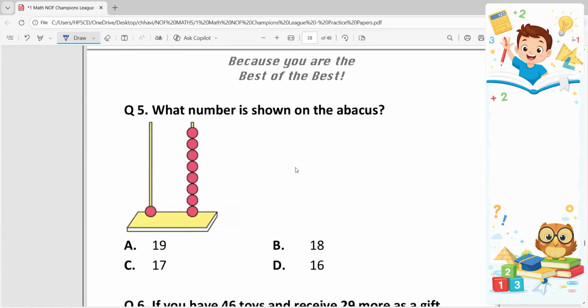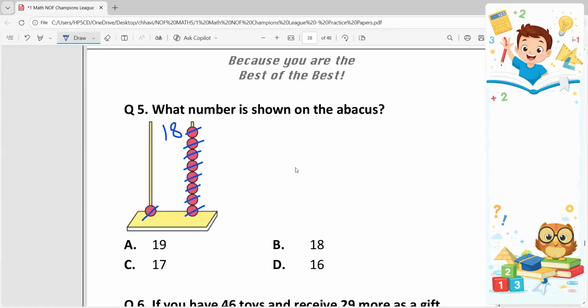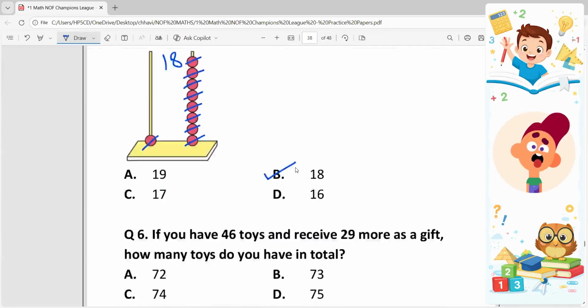Fifth question. What number is shown on the abacus? On the tens rod it is 1, and on the units rod it is 1, 2, 3, 4, 5, 6, 7, 8. So it is 1, 8, 18. So the correct answer is option B, 18.